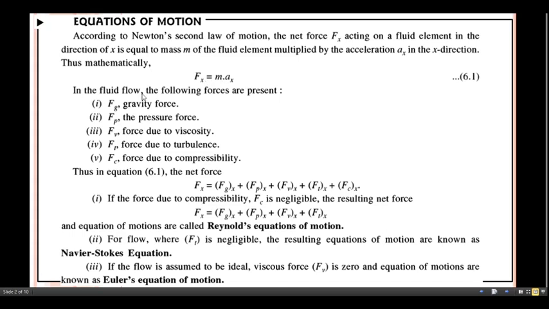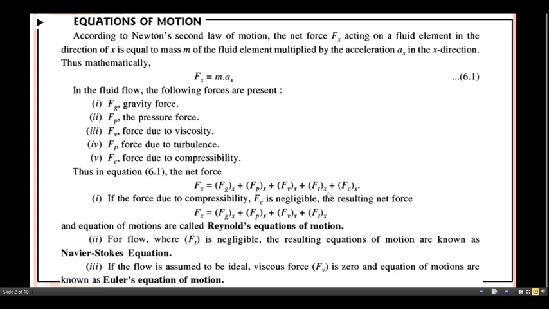Now in the fluid flow the following forces are present. Fg is the gravity force, Fp the pressure force, Fv the force due to viscosity, Ft the force due to turbulence, and Fc the force due to compressibility. From this equation the net force Fx is the addition of all these forces acting along the x direction: Fgx plus Fpx plus Fvx plus Ftx plus Fcx.